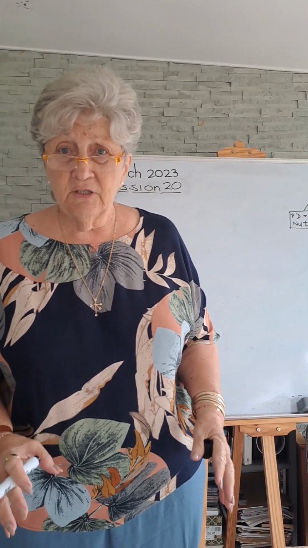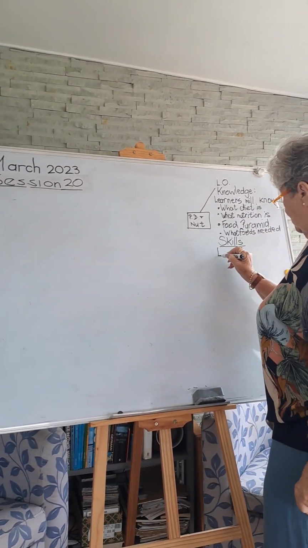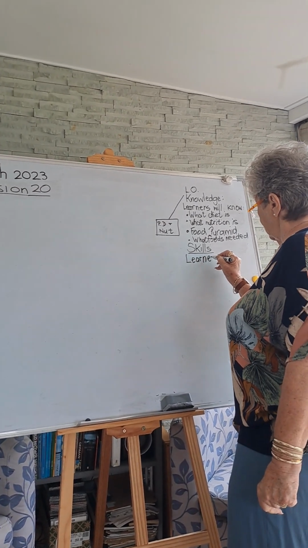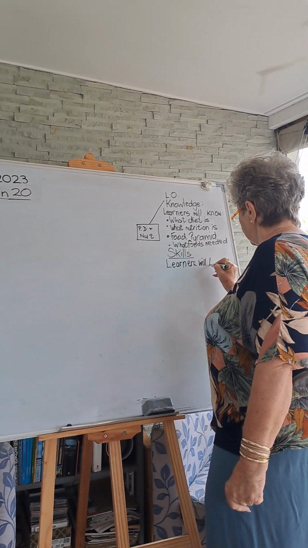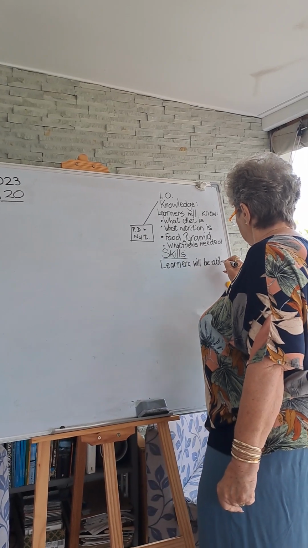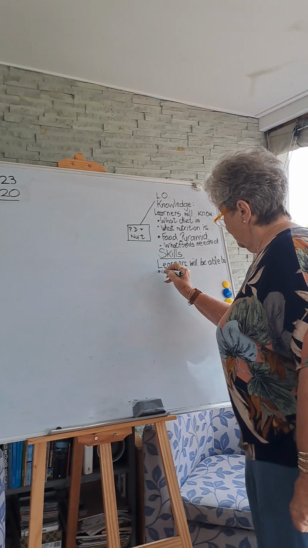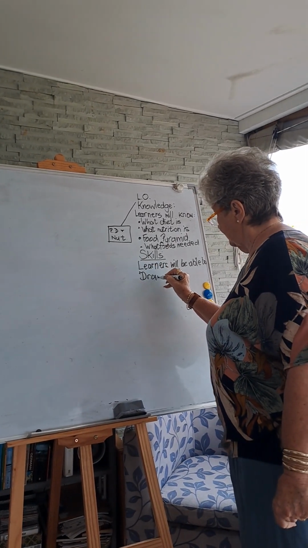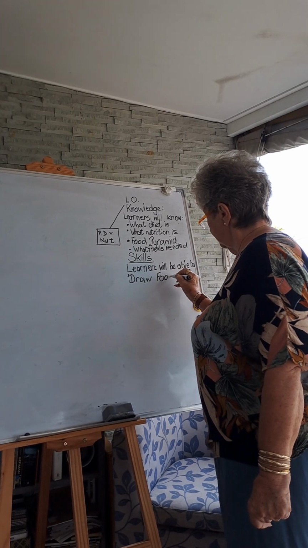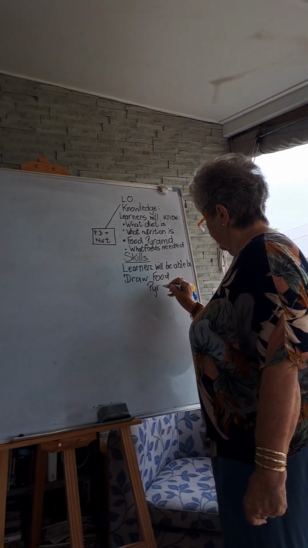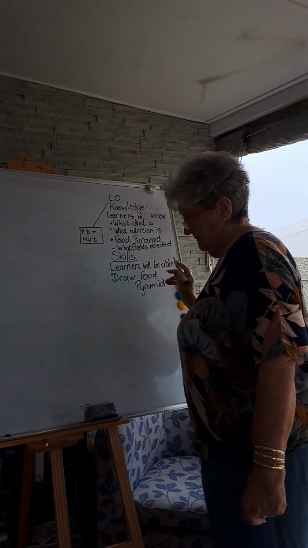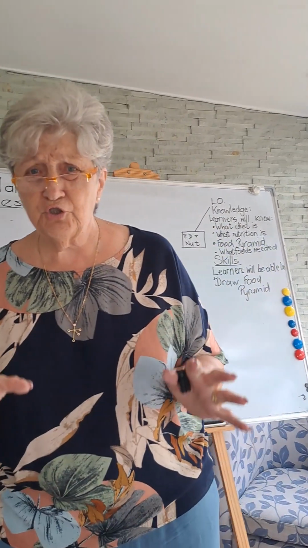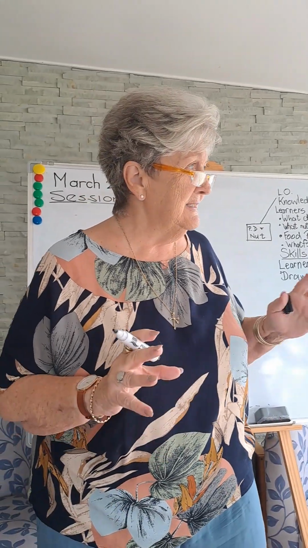Well, when I look at that diet and nutrition and the food pyramid, perhaps I want them to be able to draw the food pyramid so they know the different foods. So I say, learners will be able to draw the food pyramid. What else do I want them to do? I want them to be able to choose a good diet.